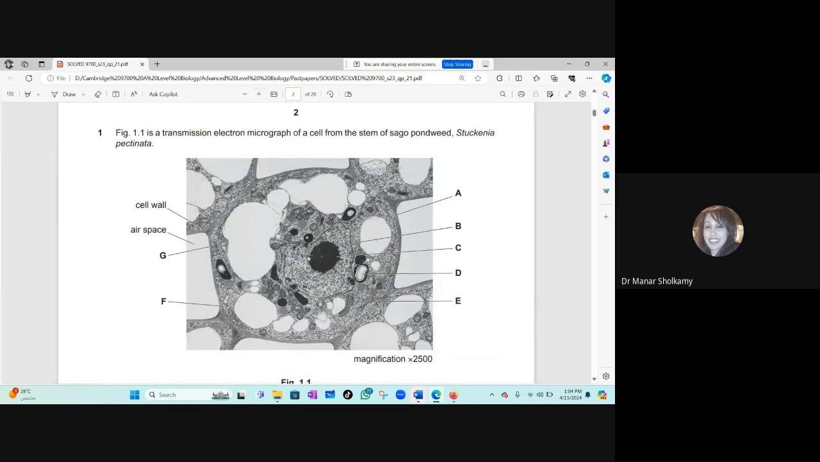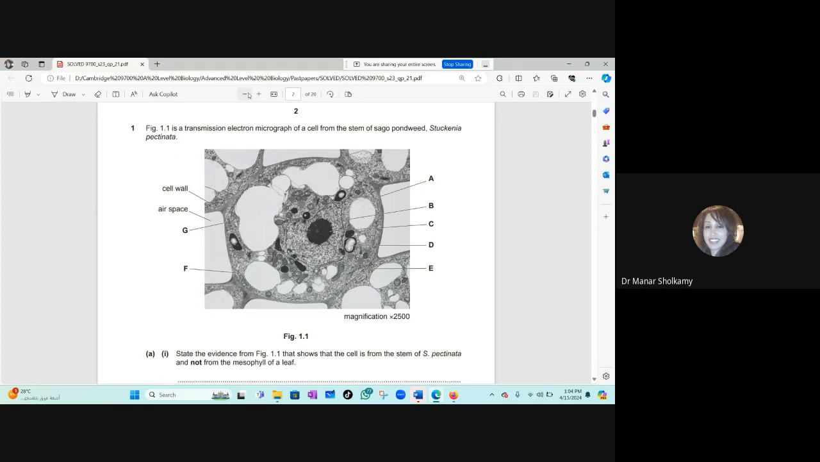Okay. Noor, can you tell me why is this plant cell coming from a stem and not from a leaf? Wait, it's coming from a stem, not from a leaf. Plant leaves, what's their main function? Photosynthesis. Exactly.